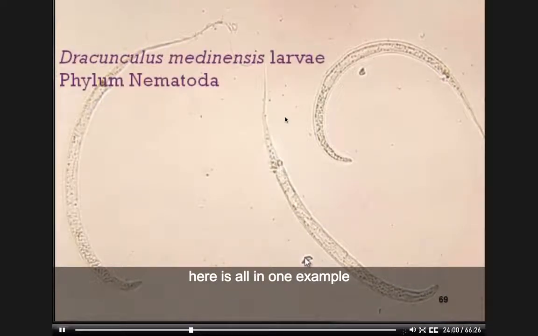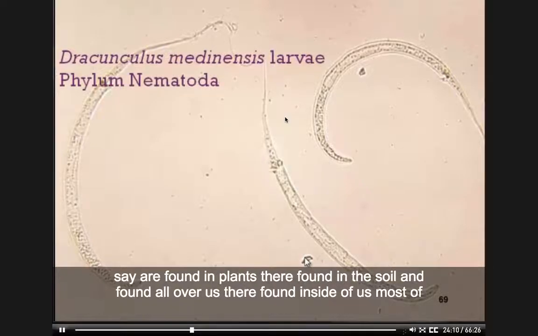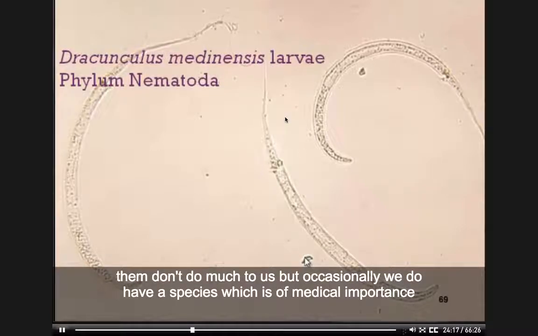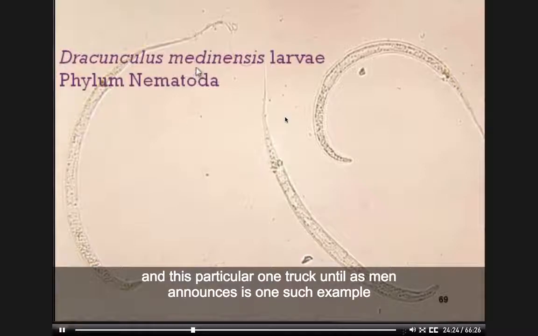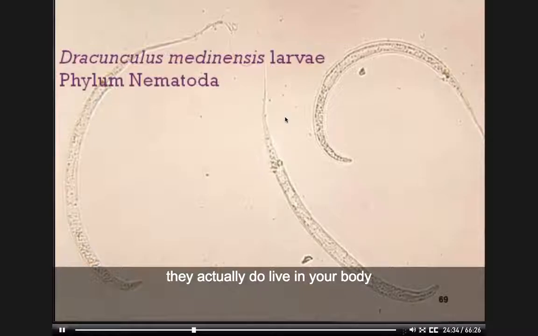Here is one example of a nematode of medical importance. Roundworms in general are found everywhere: in plants, in the soil, all over us, and inside of us. Most of them don't do much to us, but occasionally we do have a species which is of medical importance. And this particular one, Dracunculus medinensis, is one such example. These are the larval nematodes here, and this was taken from a blood smear. So they actually do live in your body.